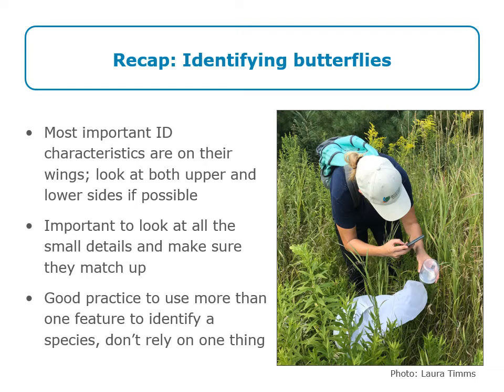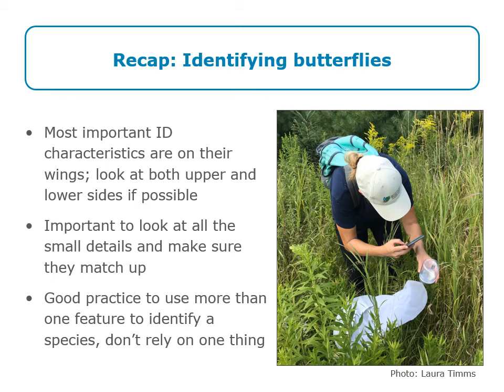Okay, now that we've walked through how to identify butterflies, some resources, those 5 families and common species, let's do a bit of a recap. So the most important identification characteristics for butterflies are on their wings. And you should always try to look at both the upper and lower sides of the wings if you can, and to get photos of them if you can.